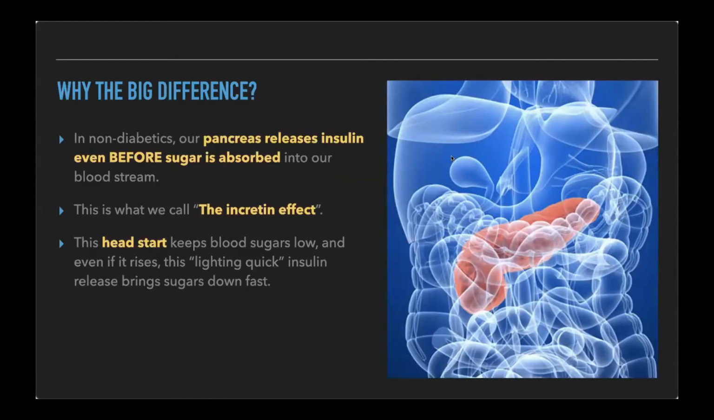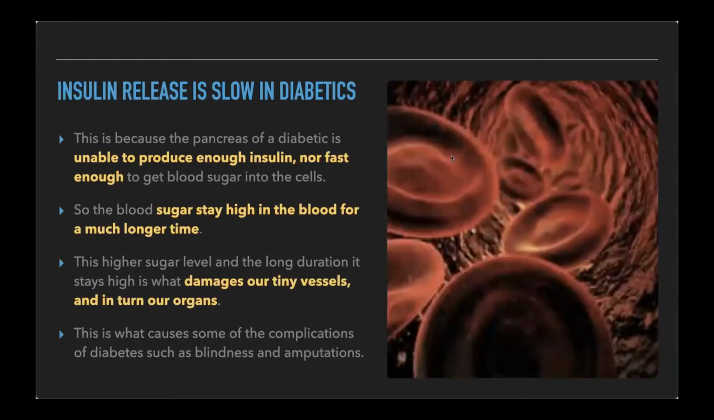Why the big difference? In non-diabetics, our pancreas releases insulin even before sugar is absorbed into our bloodstream. This is what we call the incretin effect. This head start keeps blood sugars low, and even if it rises, this lightning-quick insulin release brings sugars down fast.